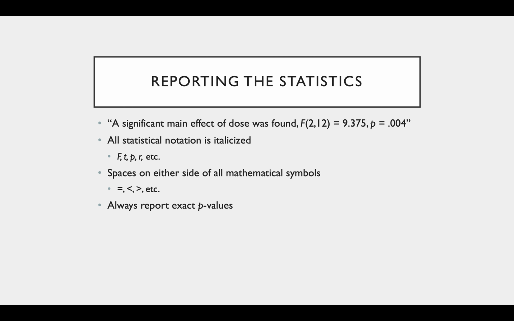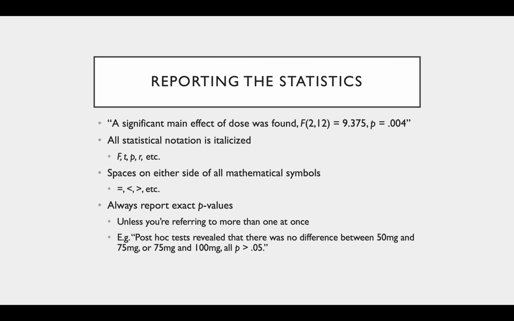And it's really important that you always report exact p-values. You don't want to just say that something was less than 0.05 or greater than 0.05. You want to actually give what SPSS prints out for you. The exception to this is if you're referring to more than one p-value at once. So let's say you're talking about multiple non-significant effects, then you might say something like all p were greater than 0.05. But again, that's only for reporting more than one test together at once. Otherwise, give the exact p-value.